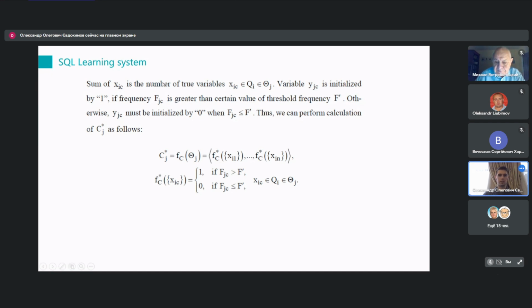Sum is the number of two variables, and it is checked for frequency.